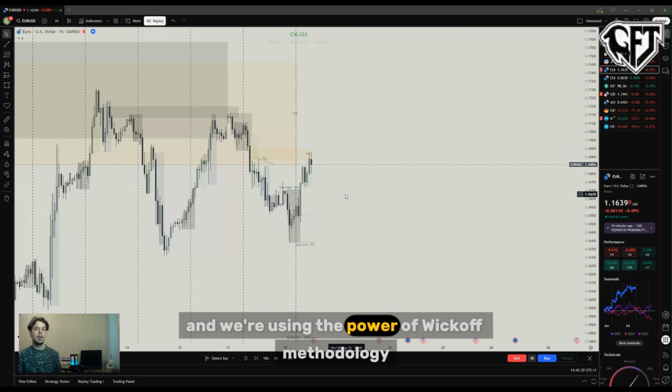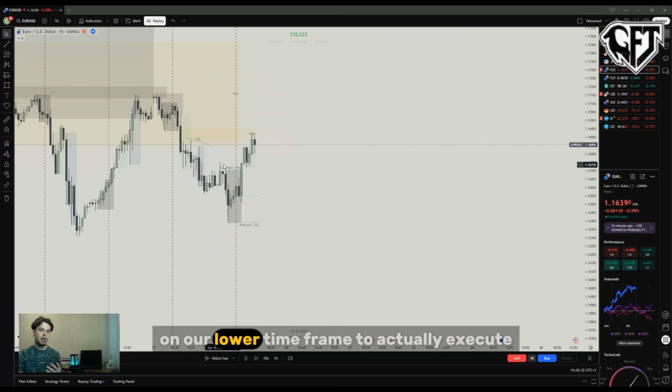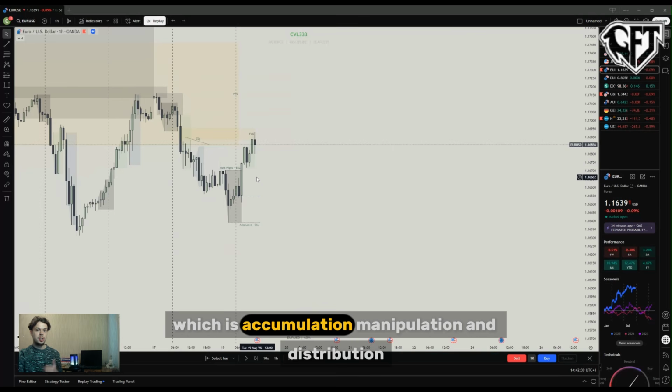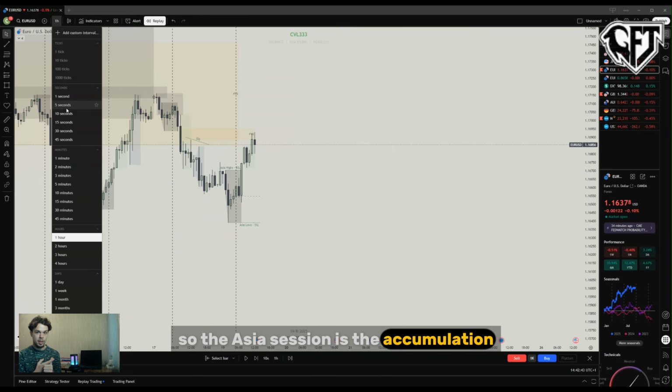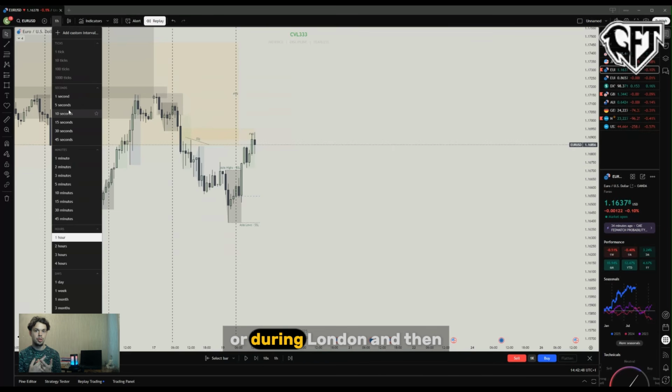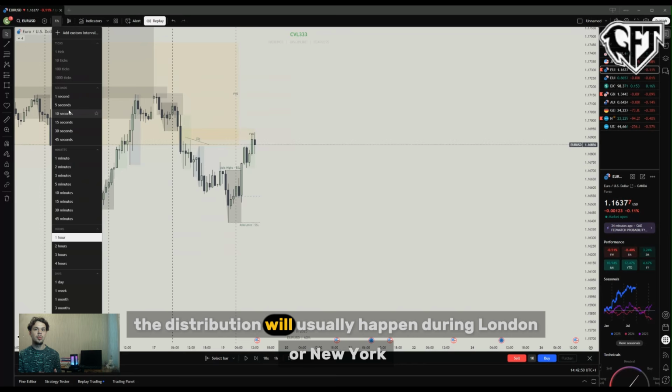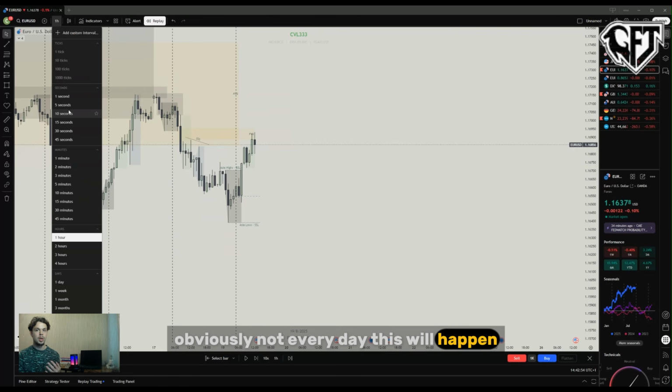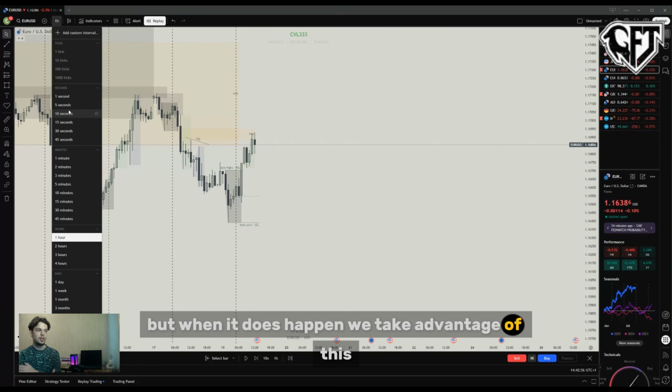And we're using the power of Wyckoff methodology on our lower time frame to execute these positions, because we use the power of three, which is accumulation, manipulation, and distribution. So the Asia session is the accumulation, and then the manipulation usually happens during the European session or during London, and then the distribution will usually happen during London or New York. Obviously, not every day this will happen, but when it does happen, we take advantage of this.